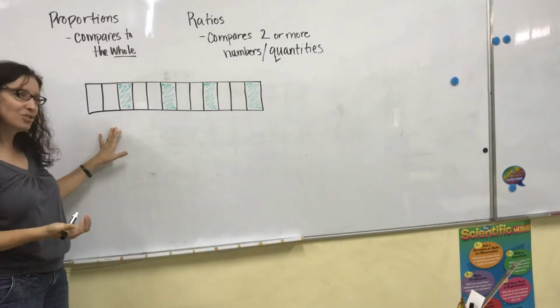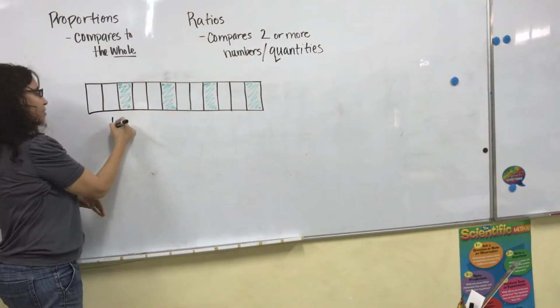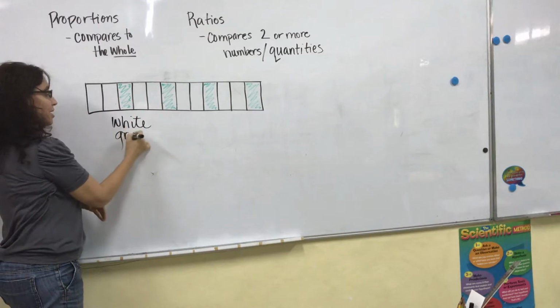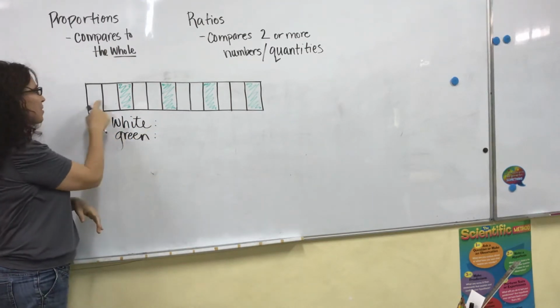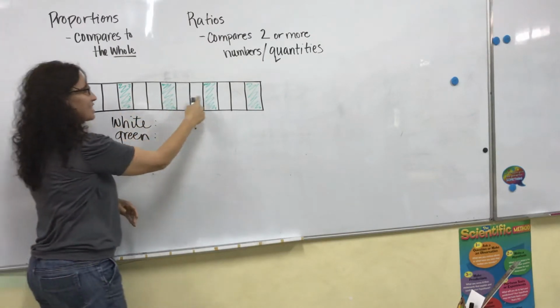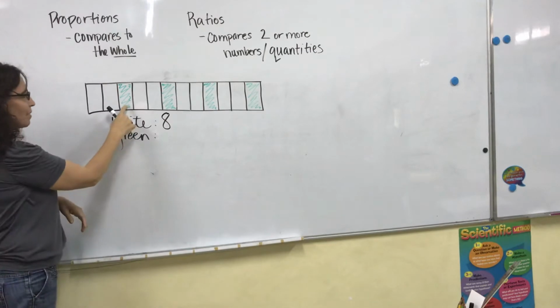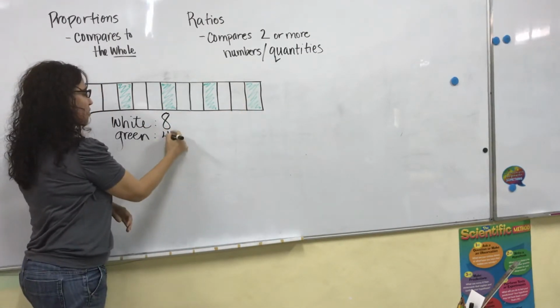The first thing we need to do is count up the different types of boxes here. So we have the white boxes and we have the green boxes, right? So let's count white. 1, 2, 3, 4, 5, 6, 7, 8. There are 8 of them. All right, and let's count up these green ones. 1, 2, 3, 4. There are 4 of them.